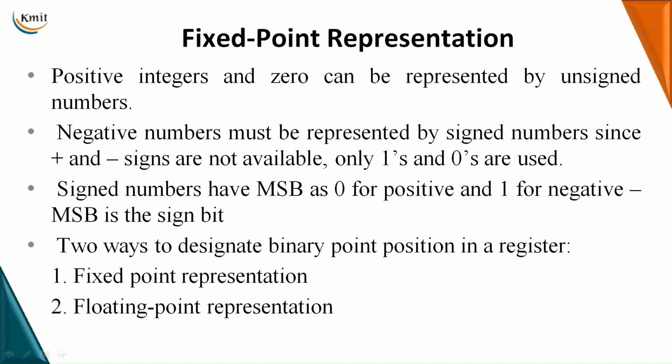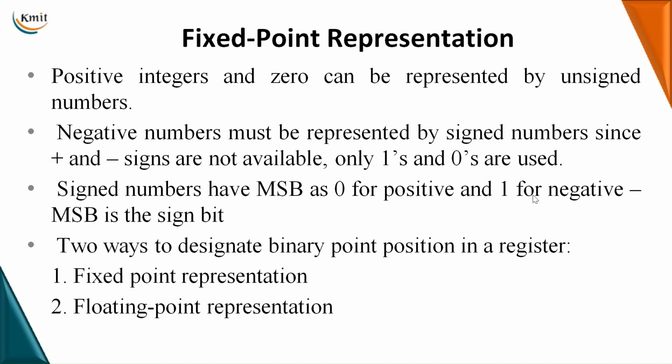Positive integers and 0 can be represented by unsigned numbers. Negative numbers must be represented by signed numbers, since plus and minus are not available, only ones and zeros. So signed numbers have an MSB, most significant bit, as 0 for positive and 1 for negative. In the case of a positive number, the most significant bit, the sign bit, will be represented as 0, and for a negative number, the sign bit is represented as 1.